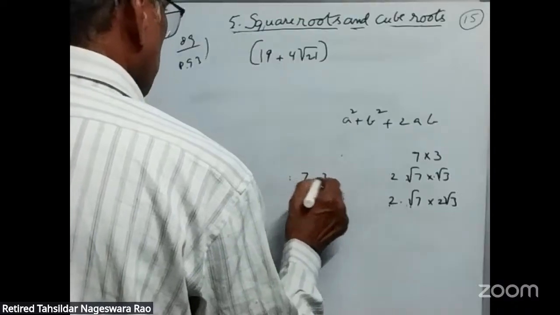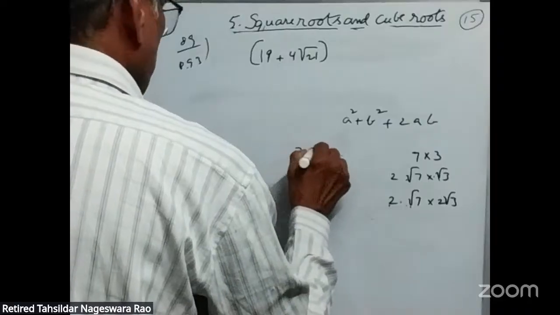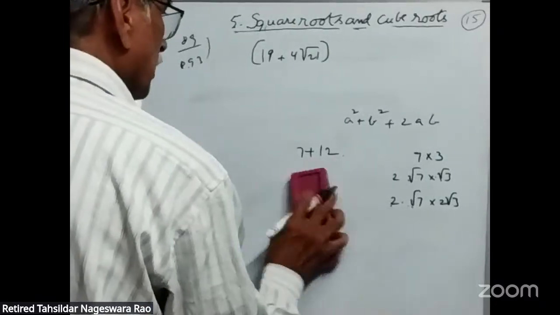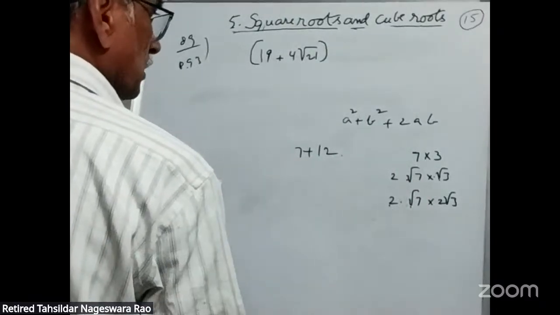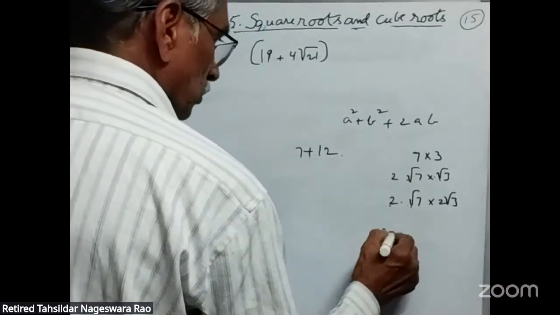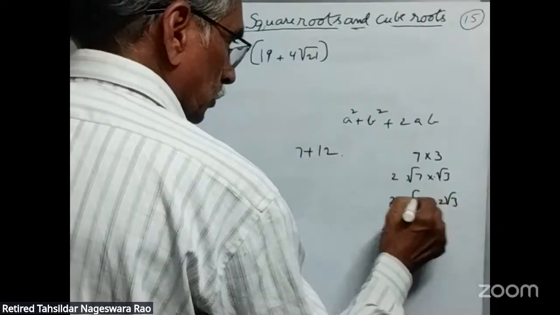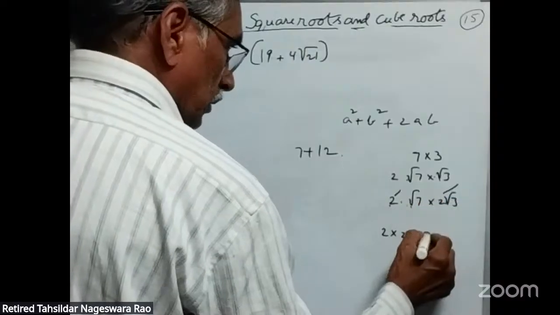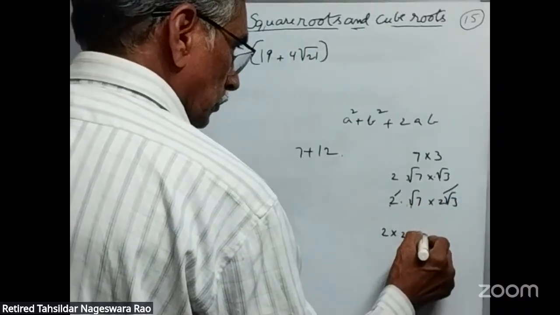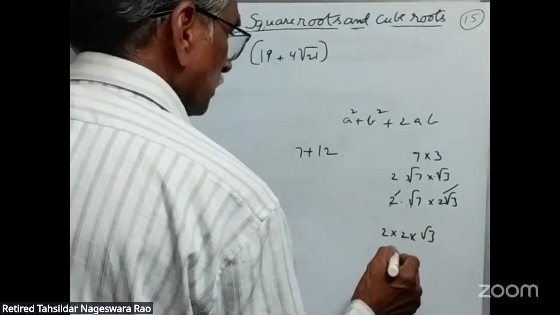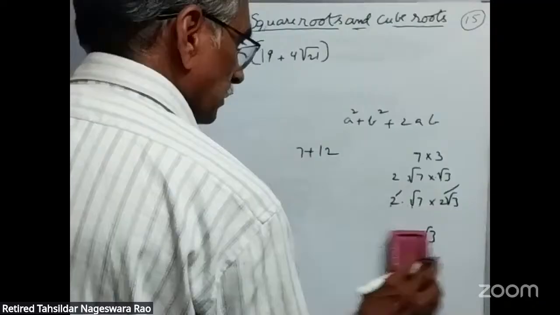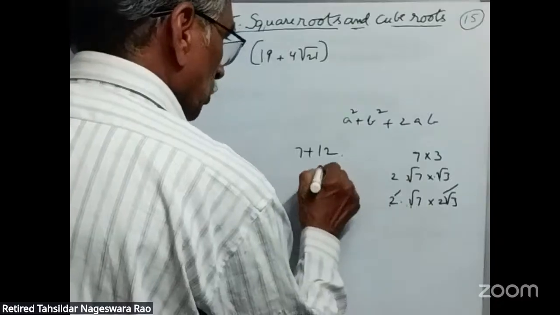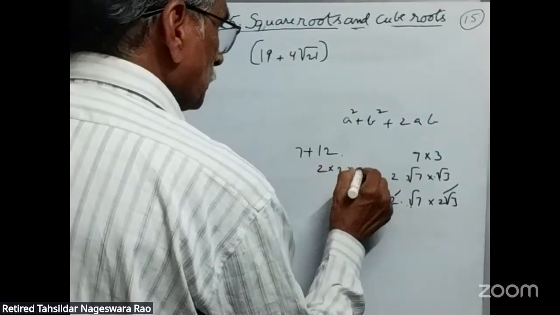If you split like this, one possibility is 7 plus 12. Why? Root 7 square is 7, and this one 2 into this one and this one, 2 root 3, is a possibility, of course. Then b square will be 3. 2 root 3 square will be 3.